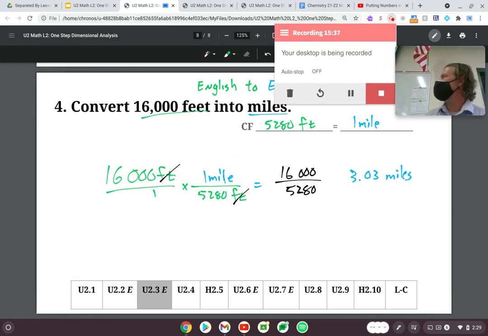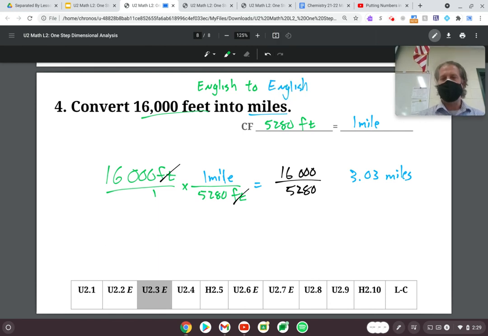So like I said, I got to check in with a lot of you, and it looks like most of you are on the right track. So in this case here, we found the relationship between feet and mile, because it's English to English, to be 5,280 feet is equal to 1 mile. So then I set it up where feet cancels out. I have feet on top, feet on the bottom. I have miles on top. And then I multiplied across the top and multiplied across the bottom, and I simplified, and I got 3.03 miles, right? And then my feet units canceled out, and then that's that.